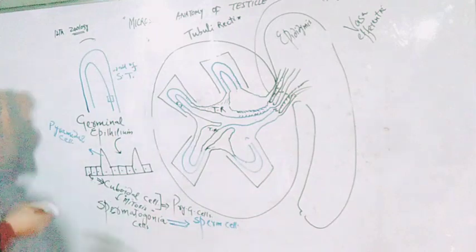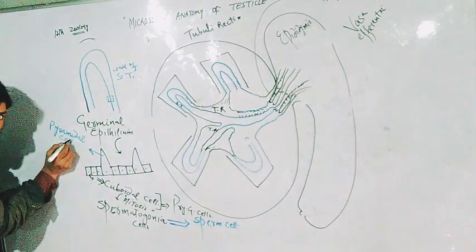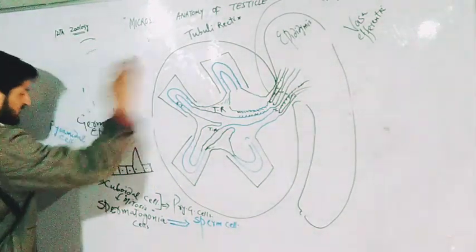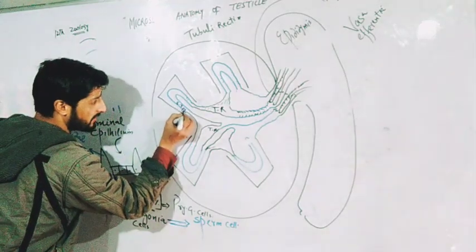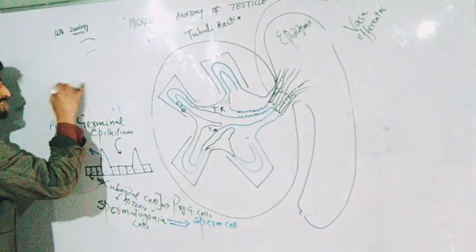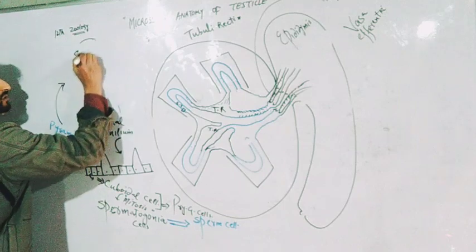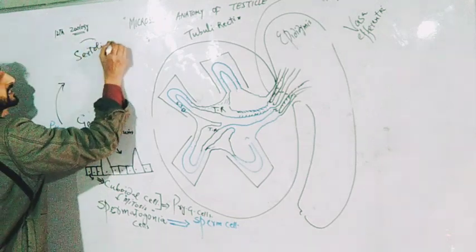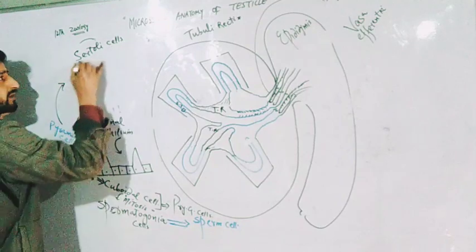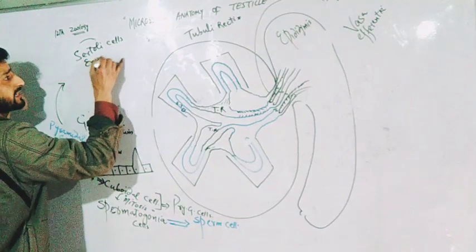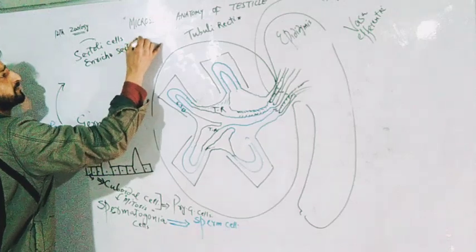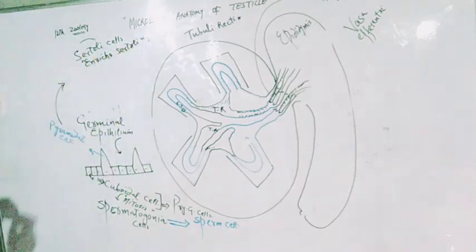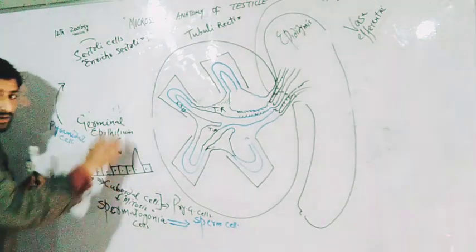Now, the next type of cell here is the pyramidal cell. This pyramidal cell in the wall of germinal epithelium, or in the wall of seminiferous tubule, is also known as Sertoli cell. Discovered by Enrico Sertoli, a scientist. He discovered these types of cells. Sertoli cells are actually the pyramidal tall cells.